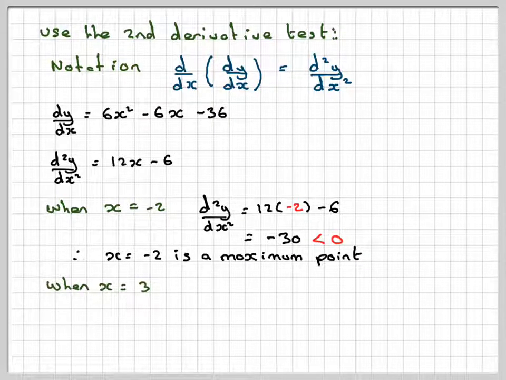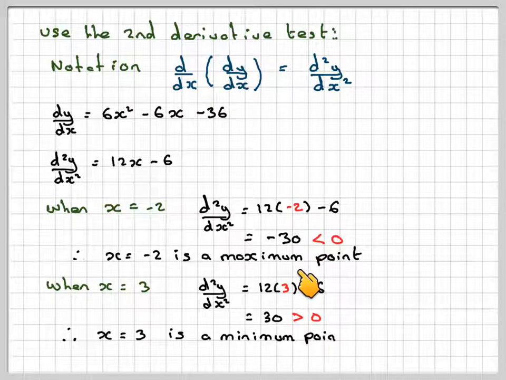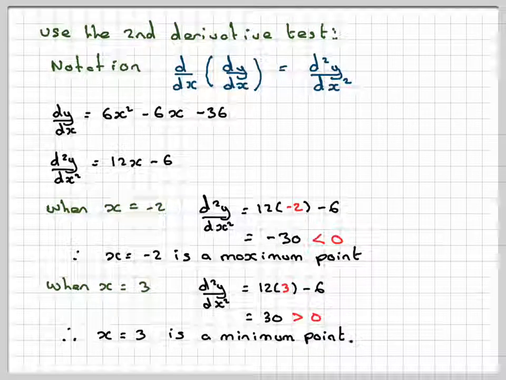And then when x is equal to 3, do the same thing. The second derivative will be 12 times 3, putting x equals 3 in here, minus 6, which is equal to plus 30, which is positive. Therefore, this point is a minimum point. It's sort of the opposite to what you might think it would be. So negative, maximum; positive, minimum. We'll look at the case when it's equal to 0, and what to do, in a different video.